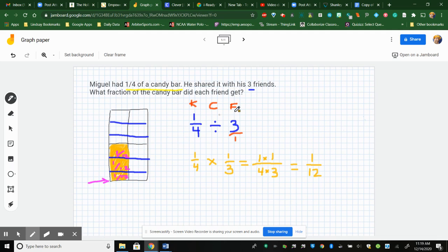So when we're looking at these word problems, again, we want to recognize what is the whole piece. What is the whole thing that we're going to divide up? Well, remember, the candy bar was our whole thing. We're going to divide it among our three friends. Okay, so there you go. There's an example of a word problem, and good luck.